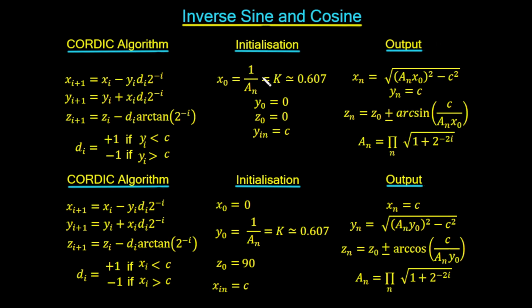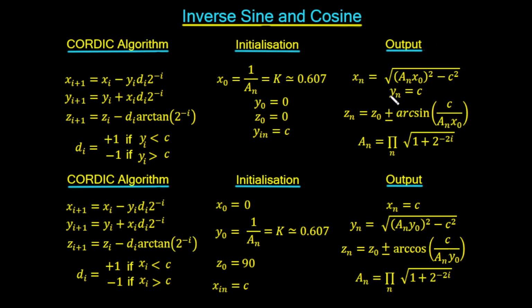In this instance here, the value for our An is given by 1 upon K, or equally 1 upon An is equal to the value of K. Now the initialization for y0 is the value of 0. The initialization for our original angle z0 is a value of 0. And we've got the input value, which just is the value c. In the example we've just looked at, the value of c is 0.5.